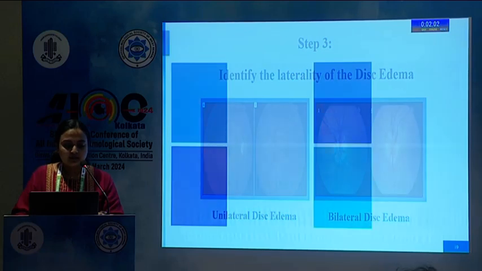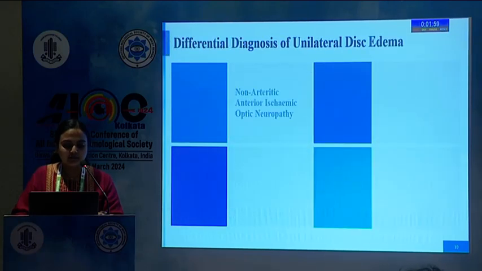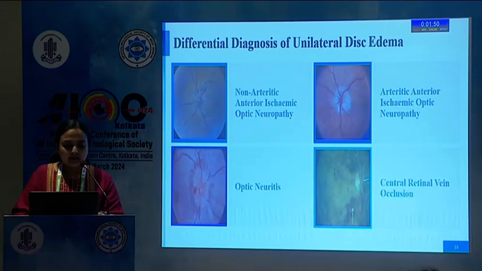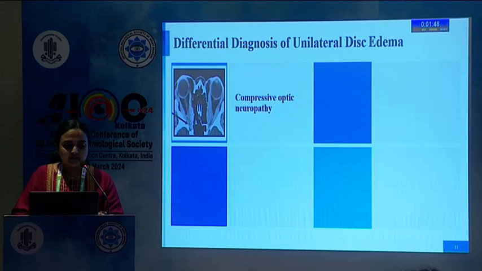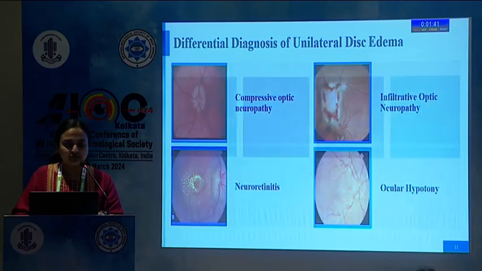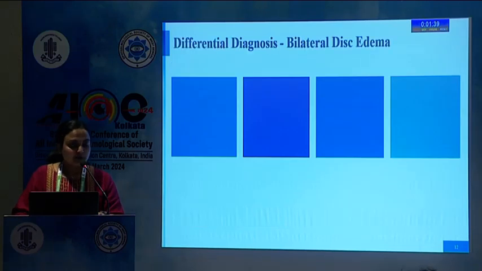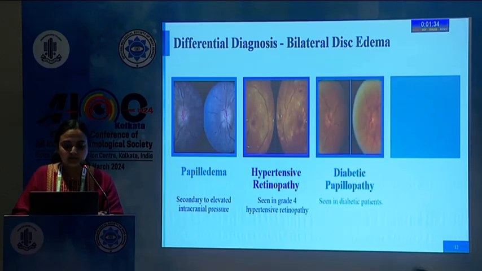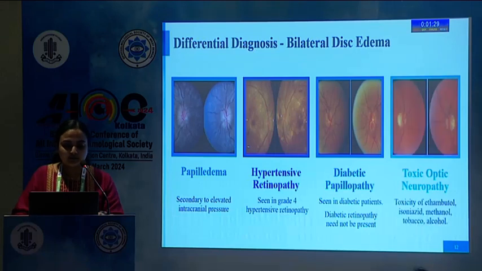Some clues will help in the differential diagnosis of unilateral disc edema, the most common being non-arteritic AION. We also have arteritic AION as a differential diagnosis. Other causes will include optic neuritis and CRVO. Rare causes will include compressive optic neuropathy secondary to a tumor, infiltrative optic neuropathy due to leukemias, neuroretinitis due to cat scratch disease, and ocular hypotony post-trauma. The differential diagnosis for a bilateral disc edema will include papilledema, hypertensive retinopathy, diabetic papillopathy, where diabetic retinopathy need not be present in such cases, and toxic optic neuropathy.